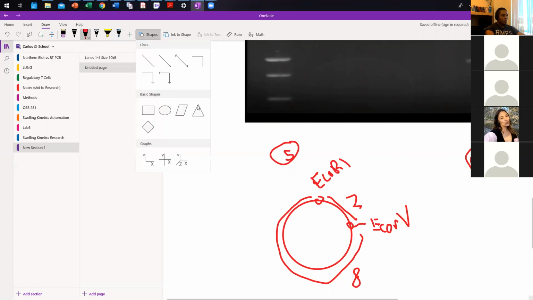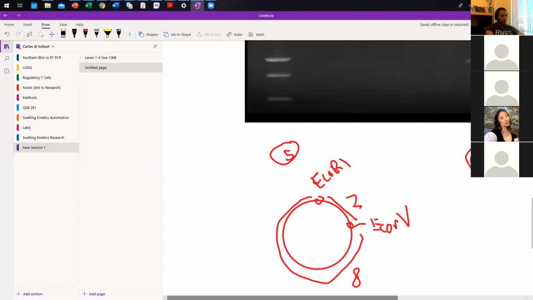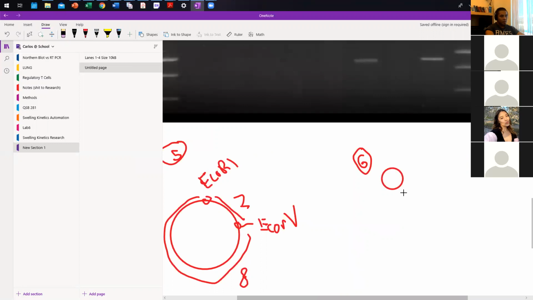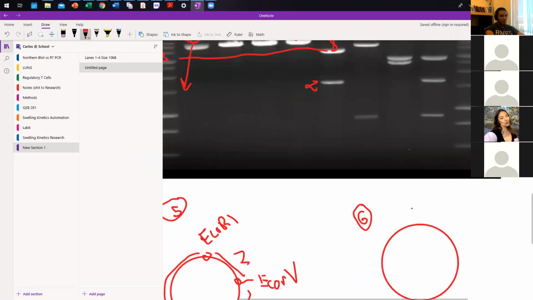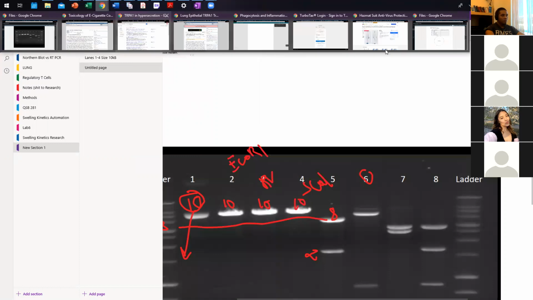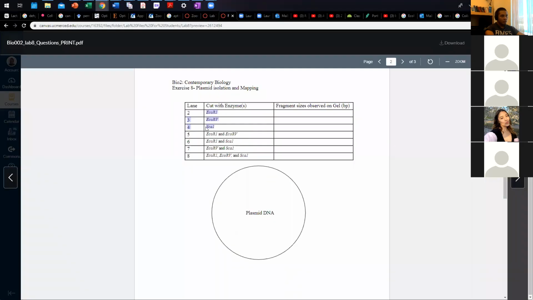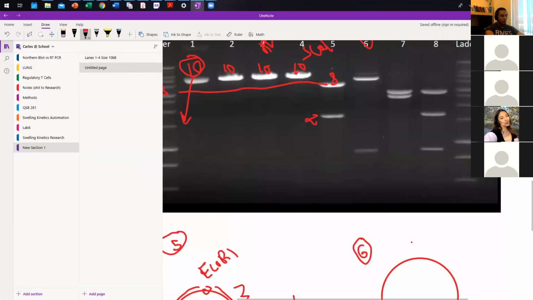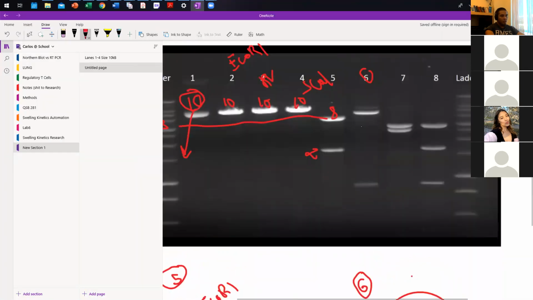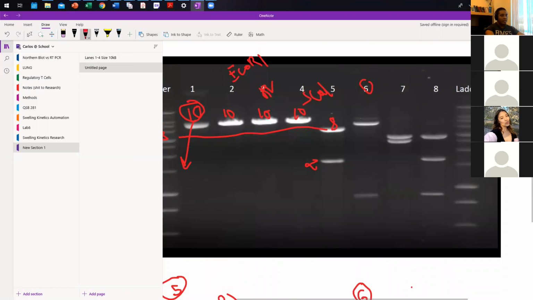So I'll draw another circle. And these are a different combination of restriction enzymes. So lane 6 is EcoR1 and ScaI. So for this, let's say this looks slightly bigger than 8, but it's still below 10. So we'll call this one 9. And then this one's really low, it's below 2, so we'll call it 1. So this adds up to 10.